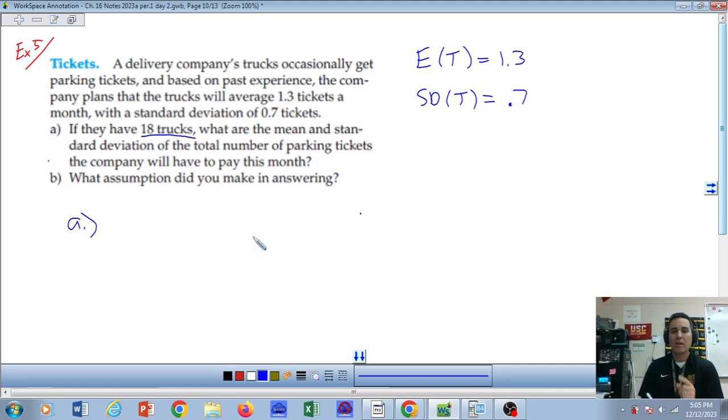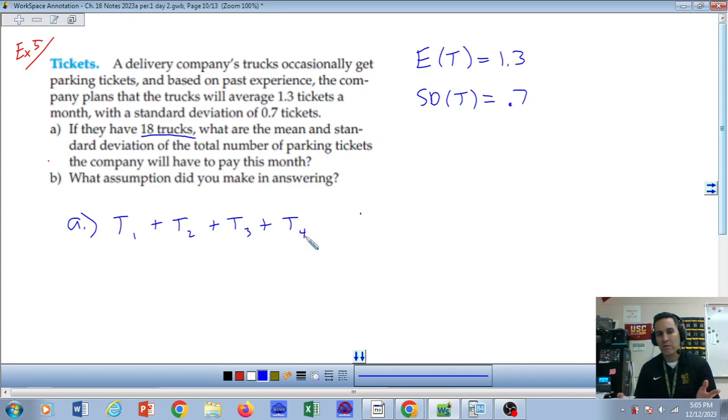They have 18 trucks. So it's like truck 1 plus truck 2 plus truck 3 plus truck 4. It's not 18 times the trucks. I know that will work for mean, but it won't work for standard deviation. So you've got to imagine you're taking these 18 trucks and you're adding them together. So sort of like the last part of that last example.